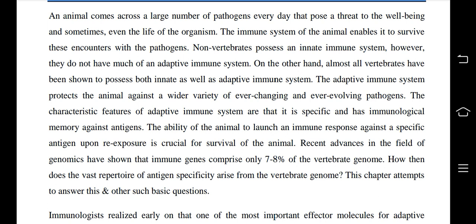The characteristic features of the adaptive immune system are that it is specific and has immunological memory against antigens. The ability of the animal to launch an immune response against a specific antigen upon re-exposure is crucial for its survival. Recent advances in the field of genomics have shown that immune genes comprise only 7 to 8% of the vertebrate genome. How then can such a vast pattern of antigen specificity arise from the vertebrate genome? This chapter attempts to answer this and other such basic questions.